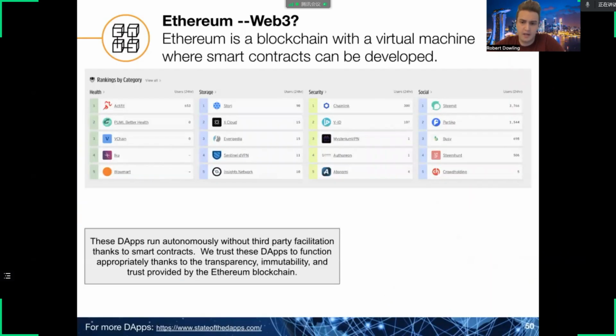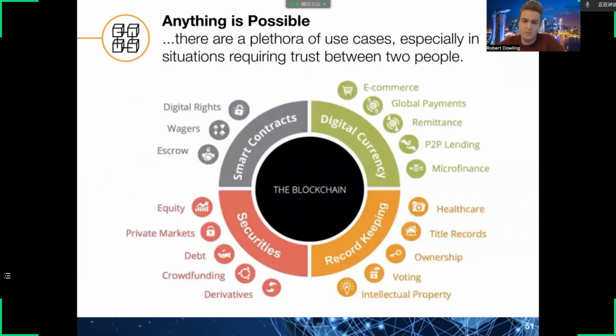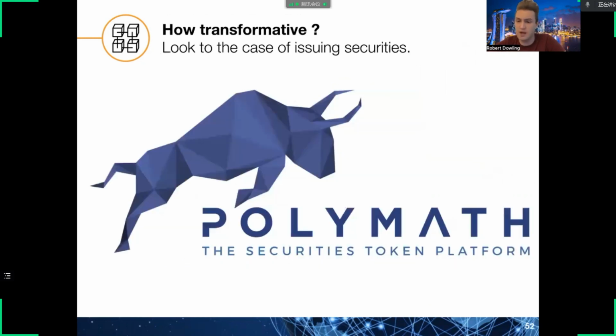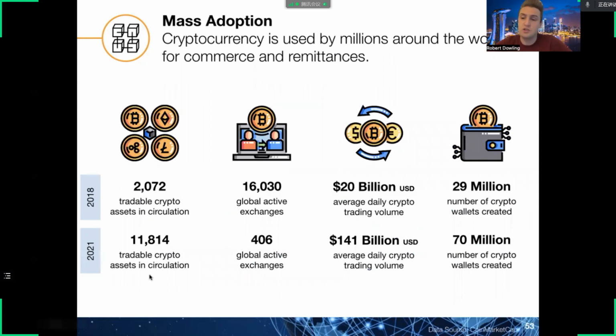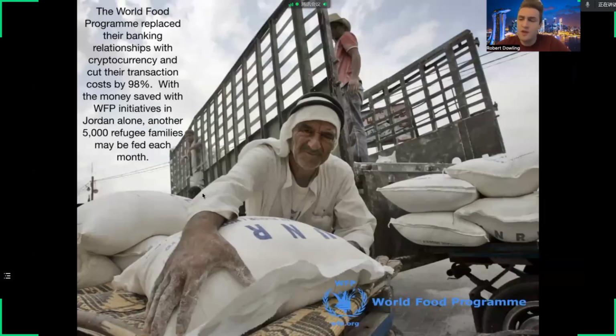I actually want to skip ahead here. So, use cases. Anything is possible. Anything that involves record keeping or transactions, you can use a blockchain for. Interesting project called Polymath. In Polymath, the tokens that are built on it actually represent securities. They represent stock in a company. So there's a lot of interesting things you could do.